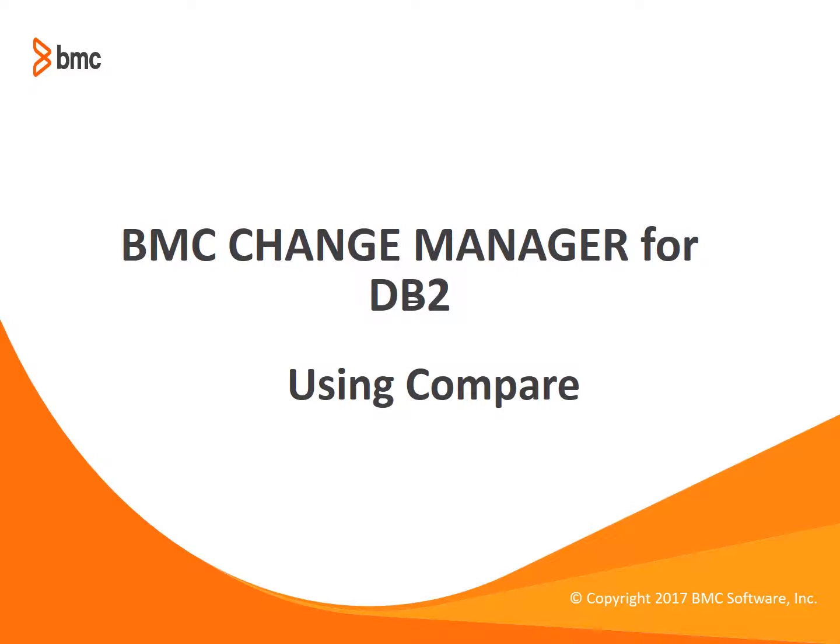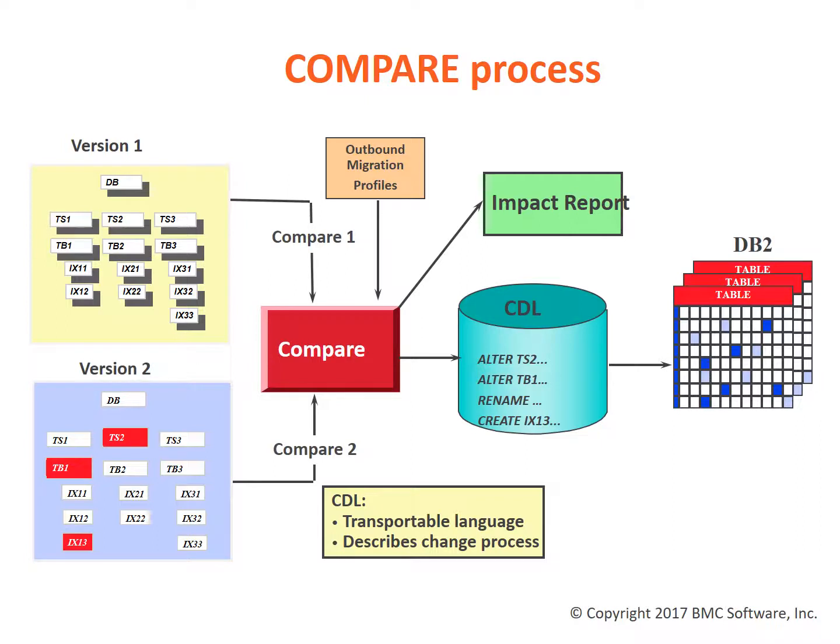In this quick course, I will show you how to use Change Manager for DB2 to use the compare capability. Change Manager allows you to compare a set of structures. You can compare catalog to catalog, catalog to DDL, baseline to work list, or any combination of the four types. The output from the compare will always be CDL or Change Definition Language.